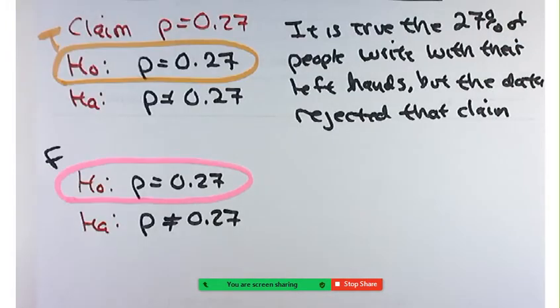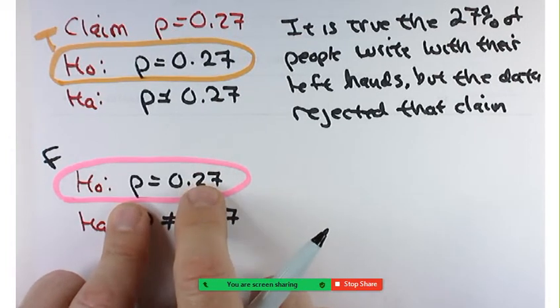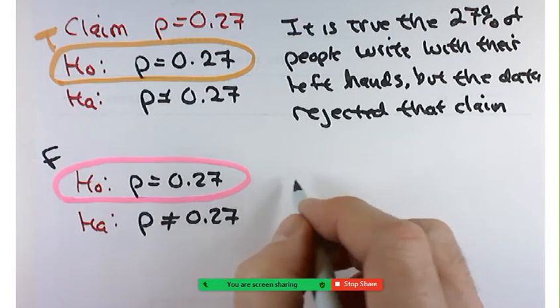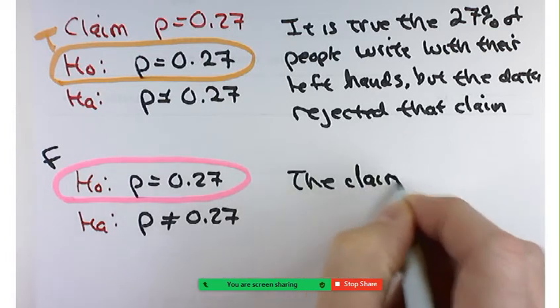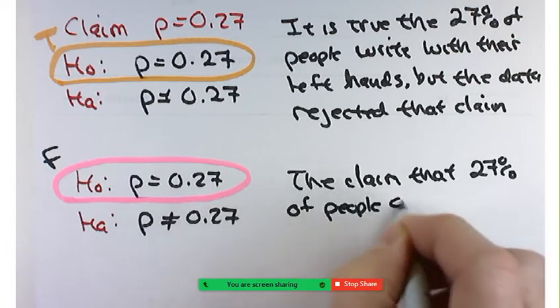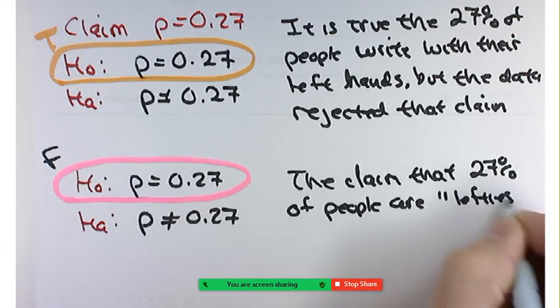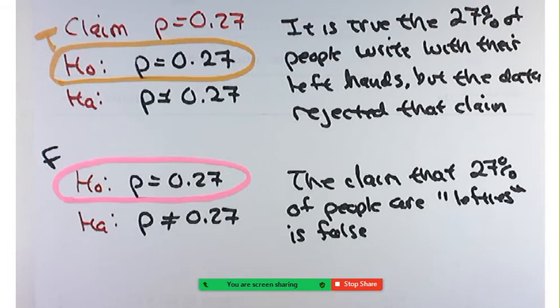So we need to state that in words. And it's just not always very easy to do. We can start out by, again, discussing what's true or not true about H naught. We can discuss the status of H naught. So in words, the claim that 27% of people are lefties is false. So that's telling me about the status of H naught. H naught is false. Now I need you to tell me about the decision.